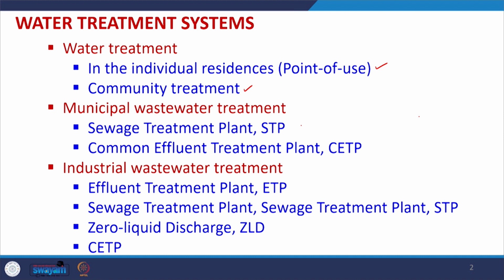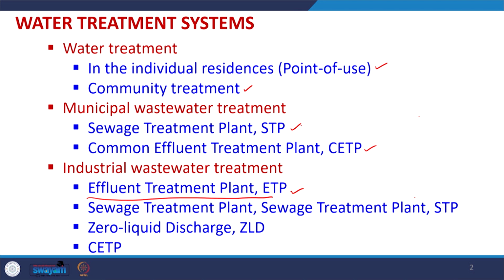Similarly, industries also discharge a lot of water and that water has to be treated before its discharge into any of the water bodies if allowed, or most of the water has to be recycled back into the industry itself and used further in the process or for irrigation etc. Now, the effluent which is generated in the industry, when it is treated in a plant, that particular plant is called effluent treatment plant or ETP.